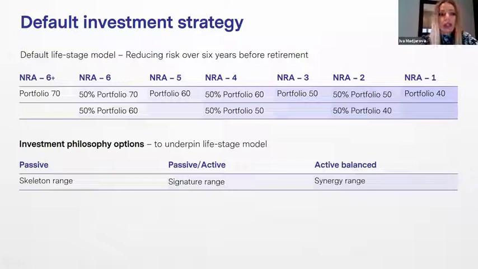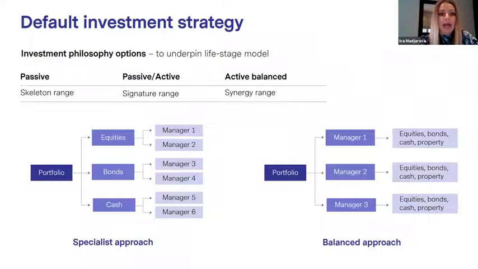Now, I mentioned a little bit earlier on that there are 3 different life stage models that your employer could choose. So the employer can choose between a fully passive life stage model, so it's the low cost version, you could choose a passive and active mix, as well as our synergy range, which is a balanced portfolio. Now, to explain the philosophies of these three strategies, I thought it might be best to show you a graphical representation. So essentially, as I mentioned, the employer will choose between the skeleton, signature, and synergy range. And the differences really are that the skeleton and the signature range are what we call specialist portfolios, whereas the synergy range follows a balanced type of mandate.